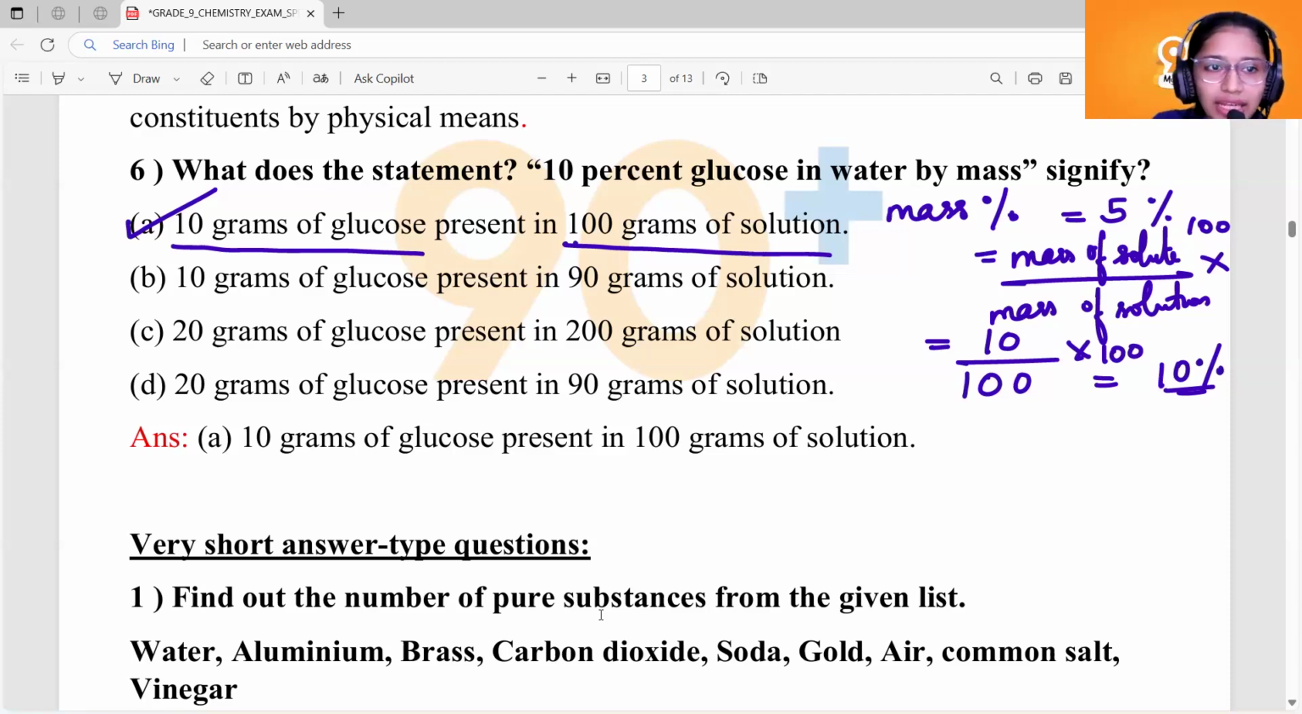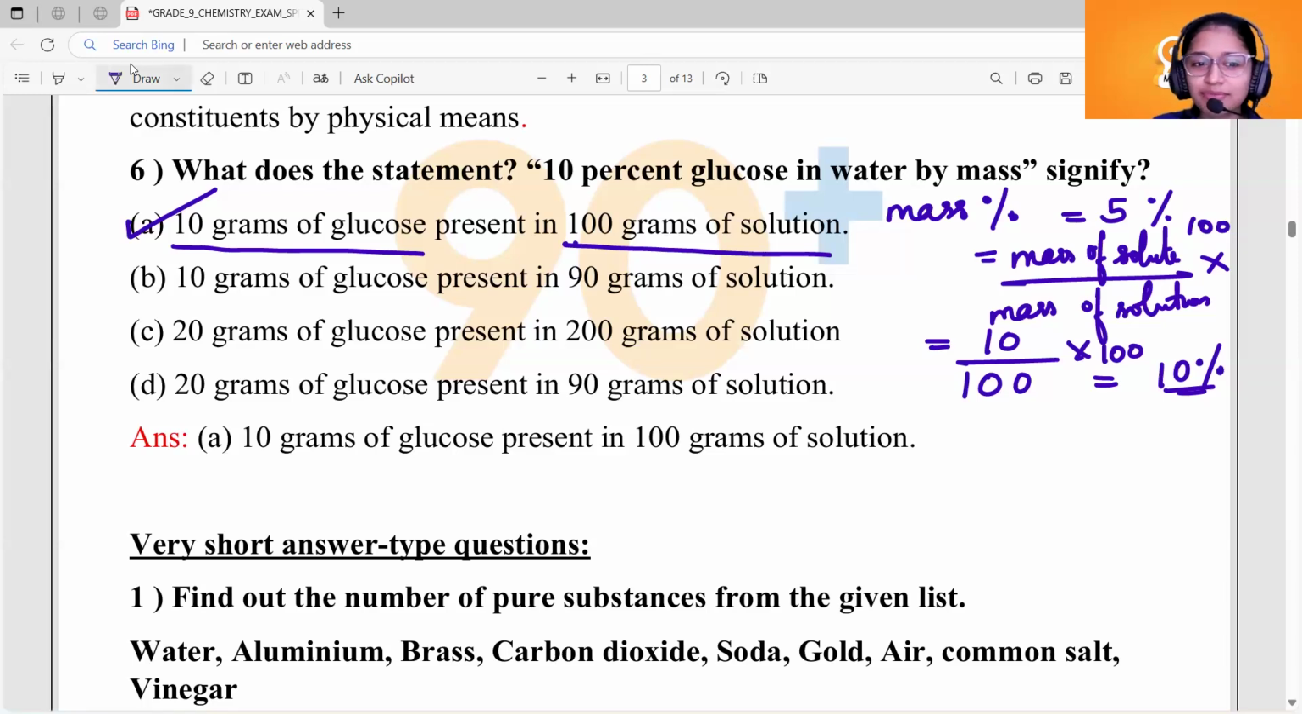Fine. So water, what is it? It is a compound. Aluminium is an element. Brass, what is brass? Brass is an alloy. Alloys are homogeneous mixtures, so obviously brass is a mixture. Carbon dioxide is a compound. Soda, what is soda? Soda is a gas and liquid type homogeneous mixture. Carbon dioxide is dissolved in water, so it is a mixture again.